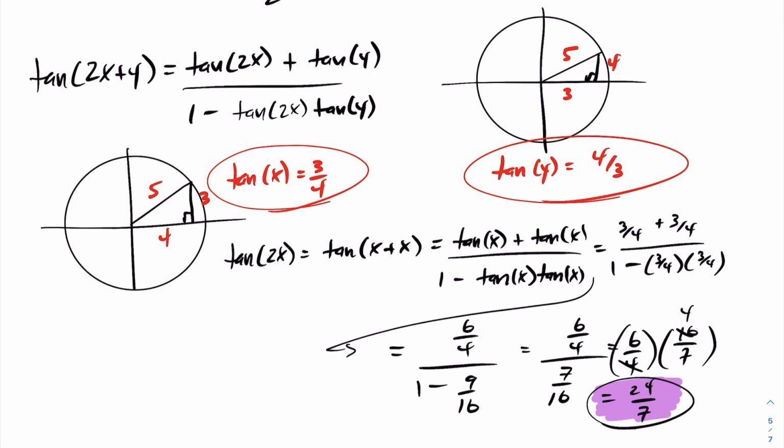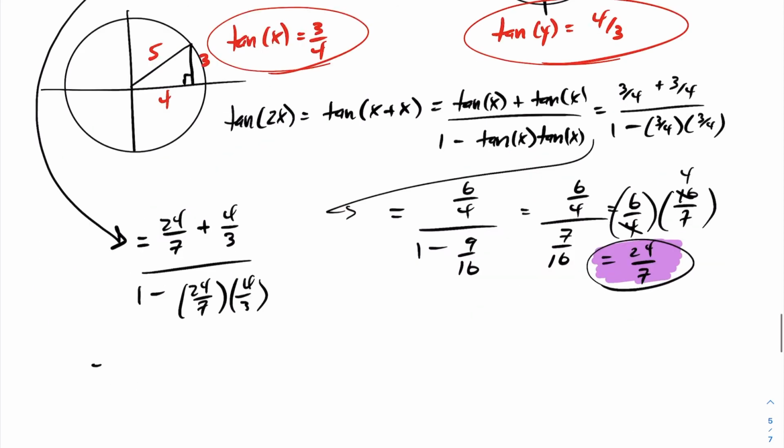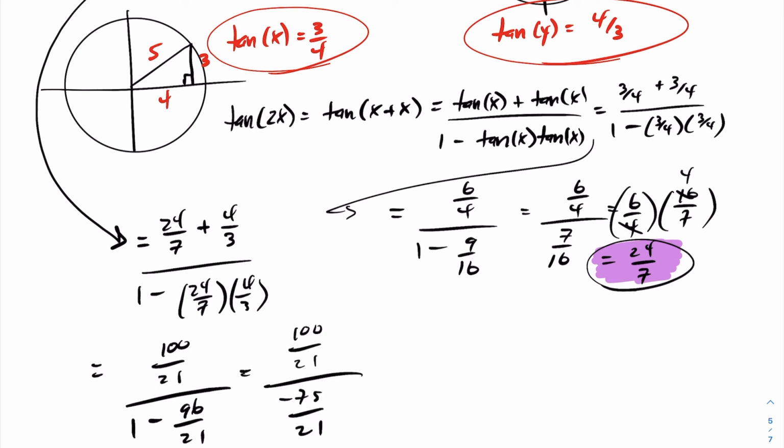So therefore, we can go ahead and substitute this all in. Follow our arrow down here. Therefore, the tan of 2x plus y is going to equal, continuing on here, we need to get a common denominator. So we're going to put this all together. We end up getting 100 over 21 divided by 1 minus 96 over 21. And this ends up simplifying to become 100 over 21 divided by negative 75 over 21. The 21s will cancel here. We get 100 over negative 75, which ends up being negative 4/3. So therefore, the tan of 2x plus y becomes negative 4 over 3.